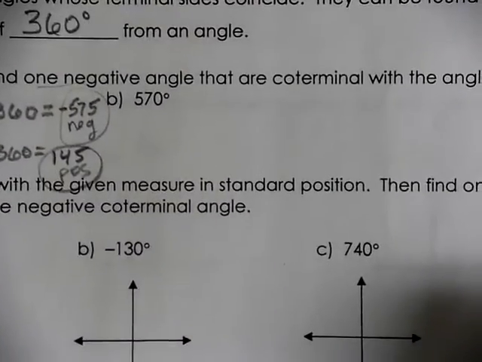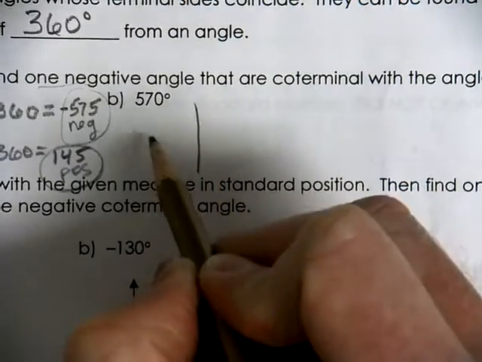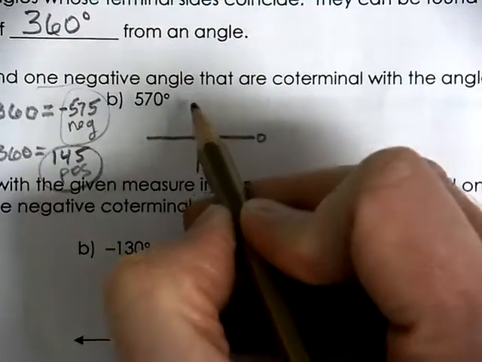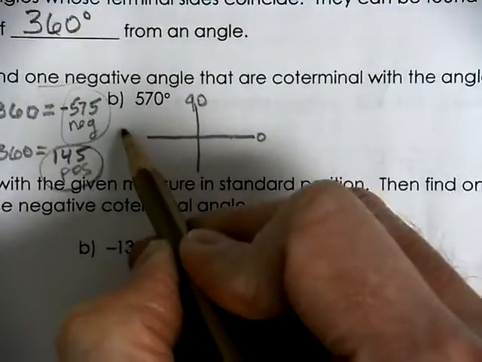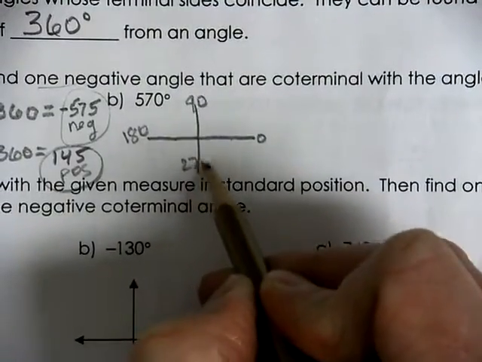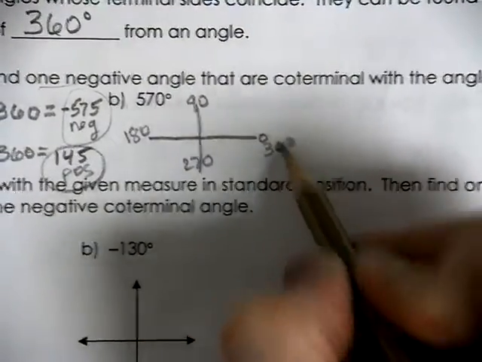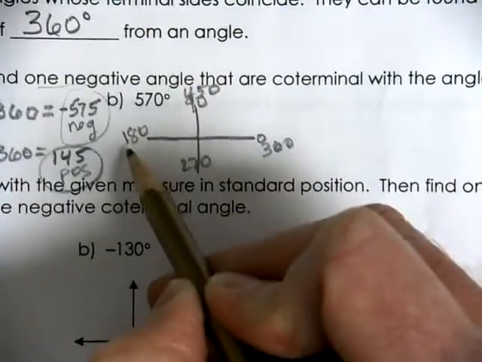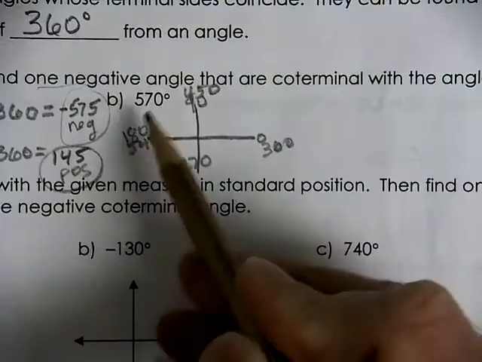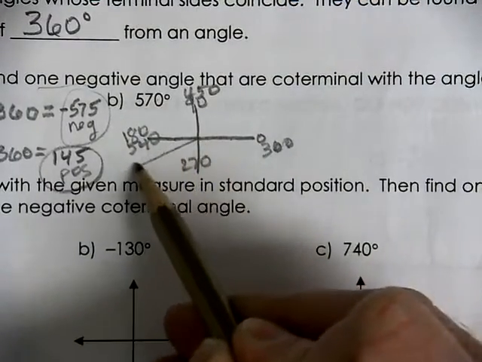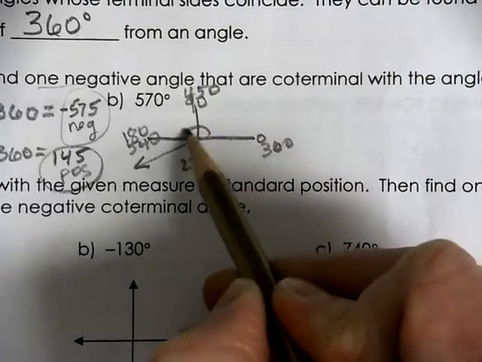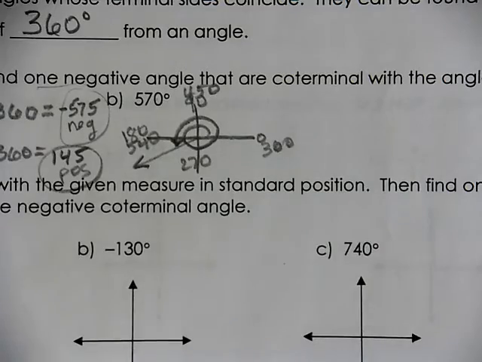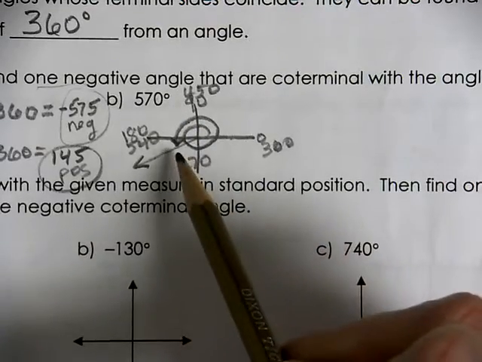Now for 570, I like to draw out the angle first. This again was 0. And then we went to 90. We're going in a positive direction. 180, 270, 360. This would be 450, 540, and 30 extra degrees would point you in that direction. So we went around a full time, and we went around into the third quadrant after that.